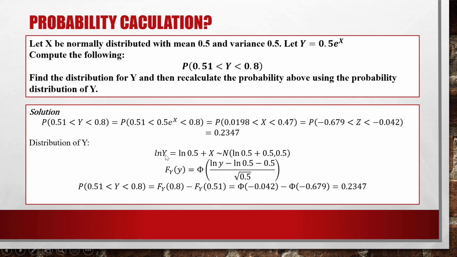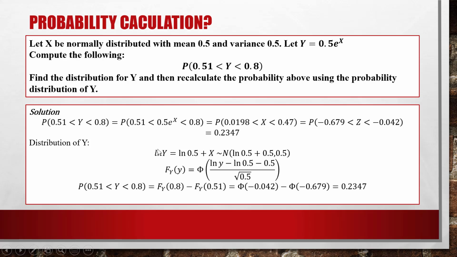So we got the natural log of y is equal to the natural log of 0.5 plus x. And remember, x follows a normal distribution, and the natural log of 0.5 is a constant number. So of course, a normal random variable plus a constant is also normal. So ln y follows a normal distribution, where the mean is ln 0.5 plus the mean of x, which is 0.5. And the variance here is just 0.5 because a constant doesn't affect the variance.